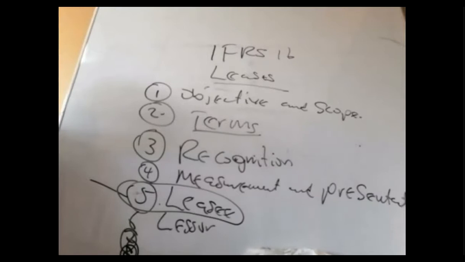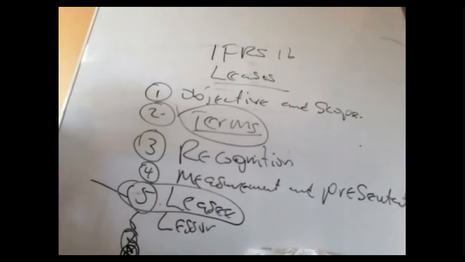Then service concession arrangements. The license of intellectual property. Okay, so basically, that is it. For the terms, I will explain them as and when they pop up. And then we can move on to the recognition of leases.